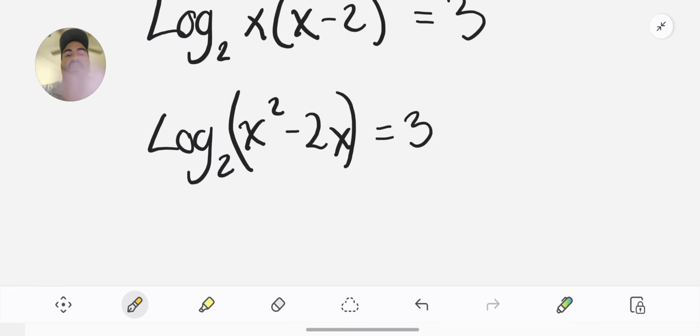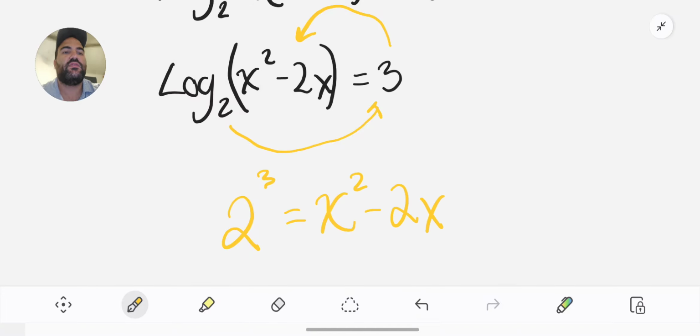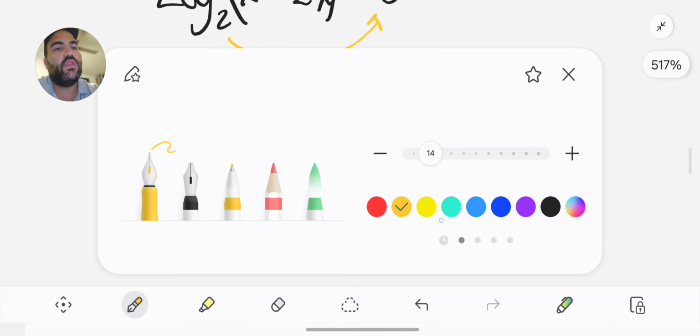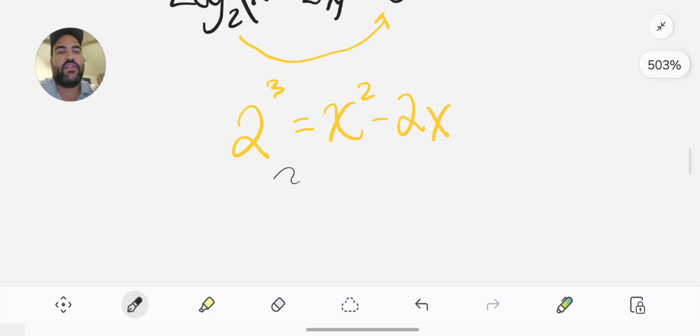Why do we have to do that? It's because we kind of feel stuck. The x is inside the parentheses, inside the log. The only way to get the x out is to do this. You start with the 2, big 2, exponent 3. 2 to the 3rd equals, and we're going to copy the x squared minus 2x. There it is. And then 2 to the 3 is just 8.